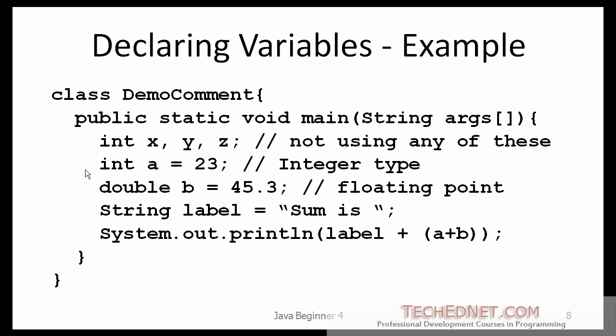On the second line, I am declaring the variable a, and I'm saying it is of the type int. While declaring, I'm also giving it an initial value. The third one is a double type, and I am assigning it a value of 45.3. The fourth one is a string type, which contains a string, which I will use for labeling my answer.